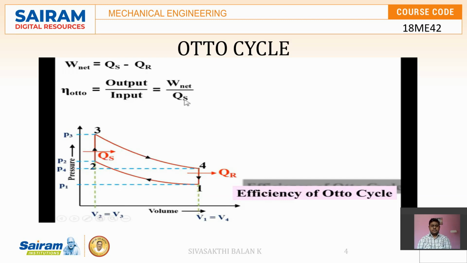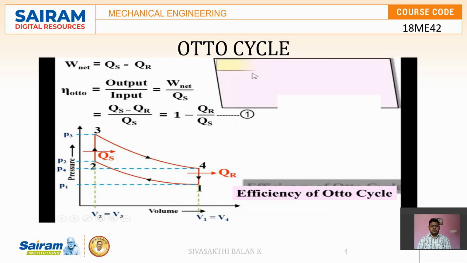So QS is the heat supplied as an input, and W net, you know, is QS minus QR. So I can put it over here, W net as QS minus QR upon QS. Further simplification: QS upon QS minus QR upon QS, so that it will be 1 minus QR upon QS. Let's say it is equation number 1. So if I want to find the efficiency of the Otto cycle, I have to find QR and QS.